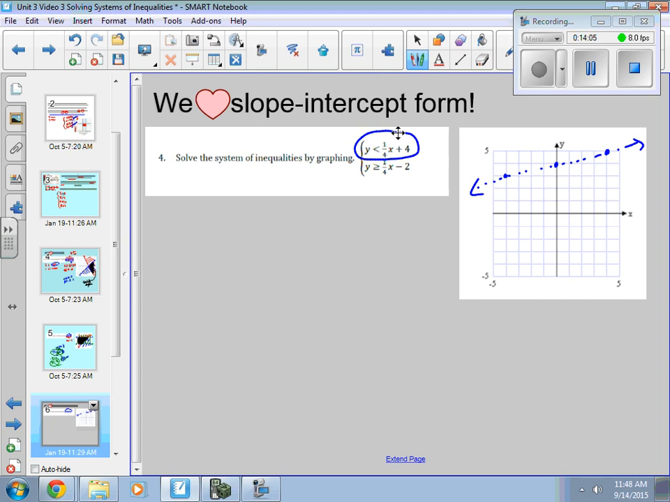And then we need to figure out which side to shade on. On this one, if you put 0 and 0 in, you're going to get 0 is less than 4. That's true. We want to shade on the side of the origin here, so let's shade on that side.